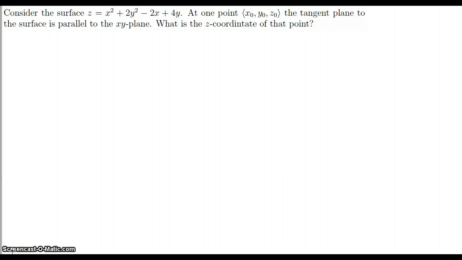Consider the surface given by z equals x squared plus 2y squared minus 2x plus 4y. And at one point (let me emphasize this by making these parentheses instead of braces), the tangent plane to the surface is parallel to the xy plane. What is the z coordinate of that point?